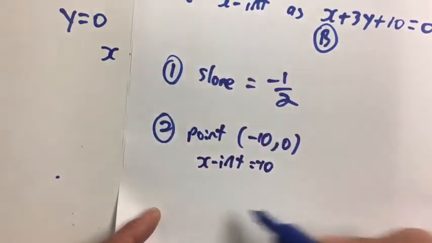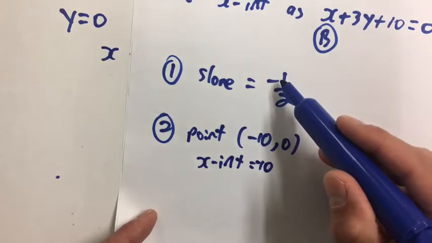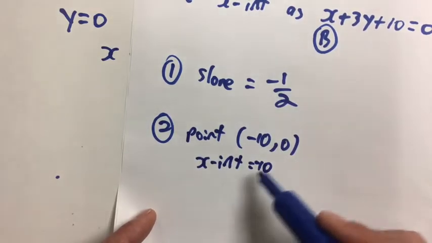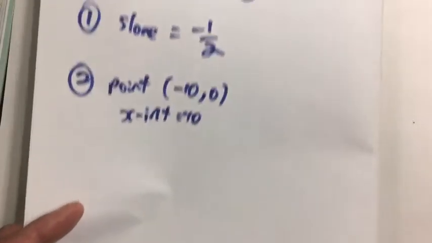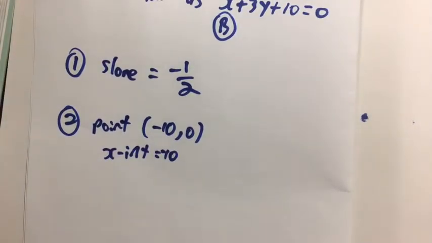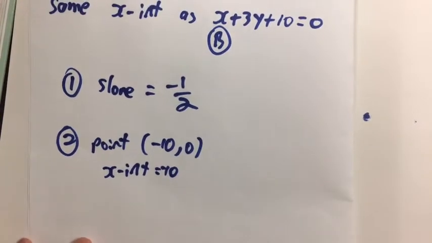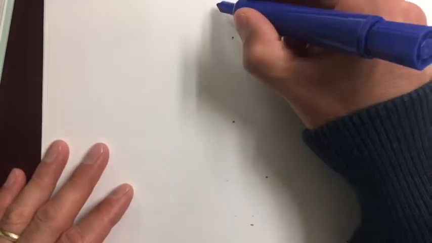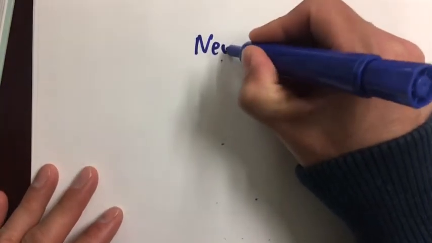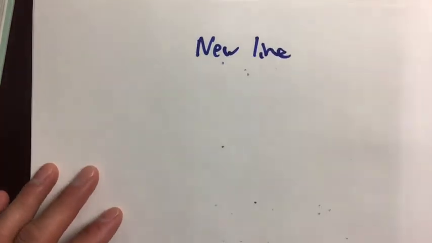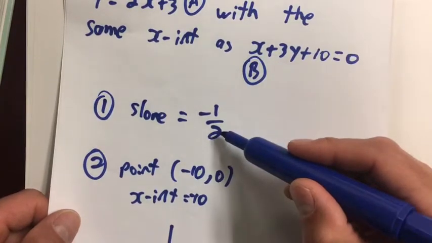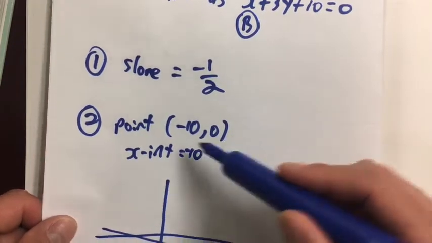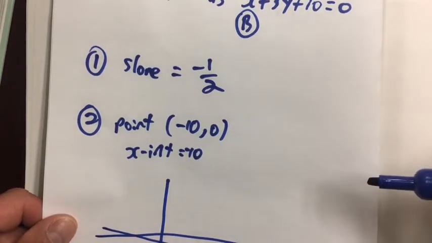Now I need the equation of a line where my slope is negative 1/2 and my x-intercept is negative 10. If it was the y-intercept, this would be super easy. Because it's the x-intercept, that adds just a little bit of difficulty, but not too much. So let's start out writing out our new line. We're going to find a new line, and this new line has to have a slope of negative 1/2, and it has to have the point negative 10, comma 0 on it.